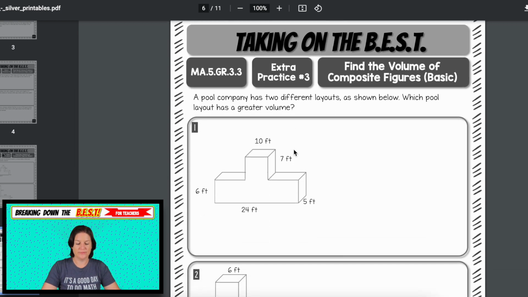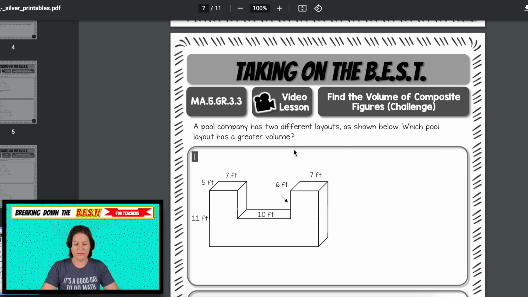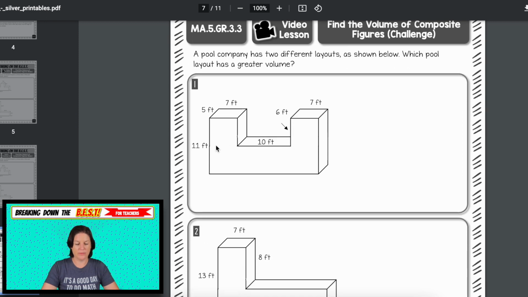Whereas in the next one, this is the extra practice for that video, but in the next one, if we were to break it apart right here, we would know that the length was 7, the width was 5, but the height would not be 11 feet because 11 is being considered for the entire thing, whereas if we're breaking it apart right here, we're only considering this little piece right here.